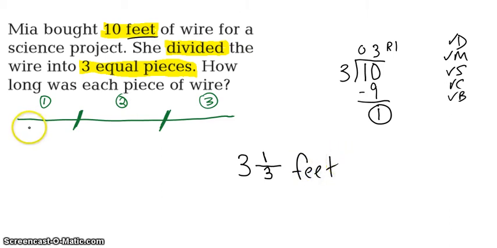So each piece is 3 and 1/3 feet. Each piece of wire is going to be 3 and 1/3 of a foot long. And that's how you interpret your remainder.